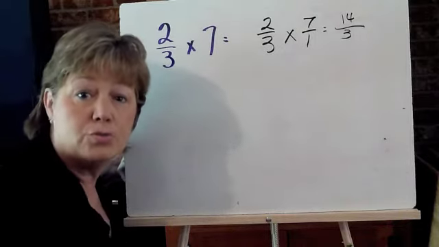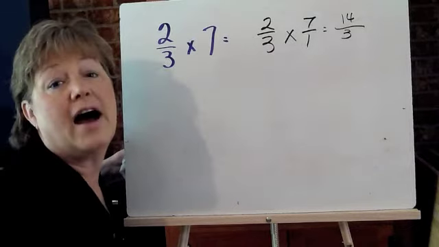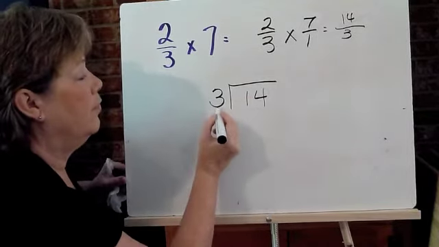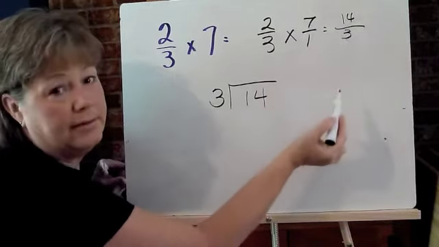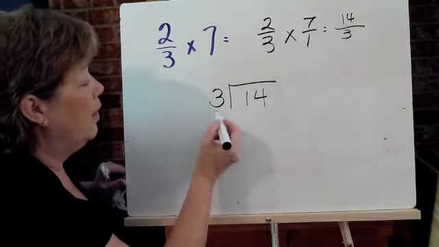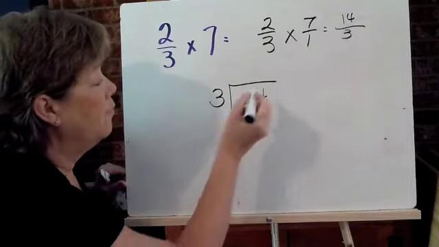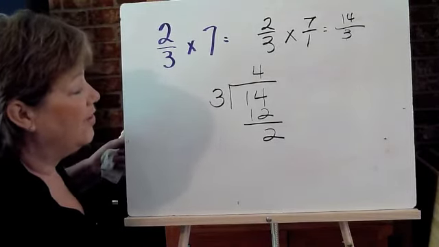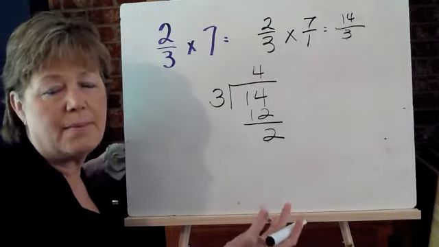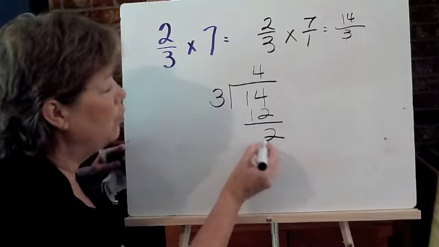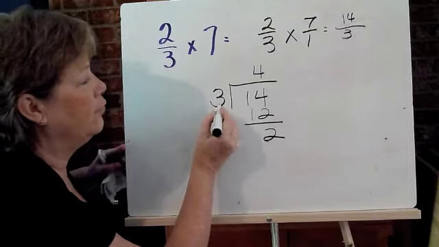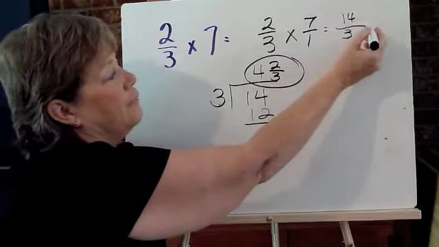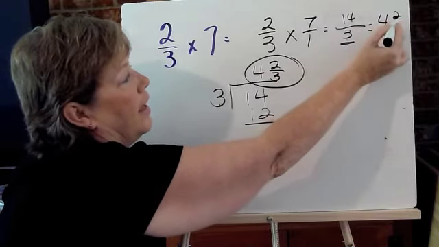Again, improper fraction because the numerator is larger than the denominator. So I'm going to divide to simplify that. I divide the denominator into the numerator, because this says 14 divided by 3. So 3 goes into 14 how many times? 4. 4 times 3 is 12. Subtract. I have 2 left over. I'm dealing with fractions, so my answer is probably going to have a fraction in it. I'm going to have 2 out of 3 left. So I'm changing this improper fraction to 4 2/3.